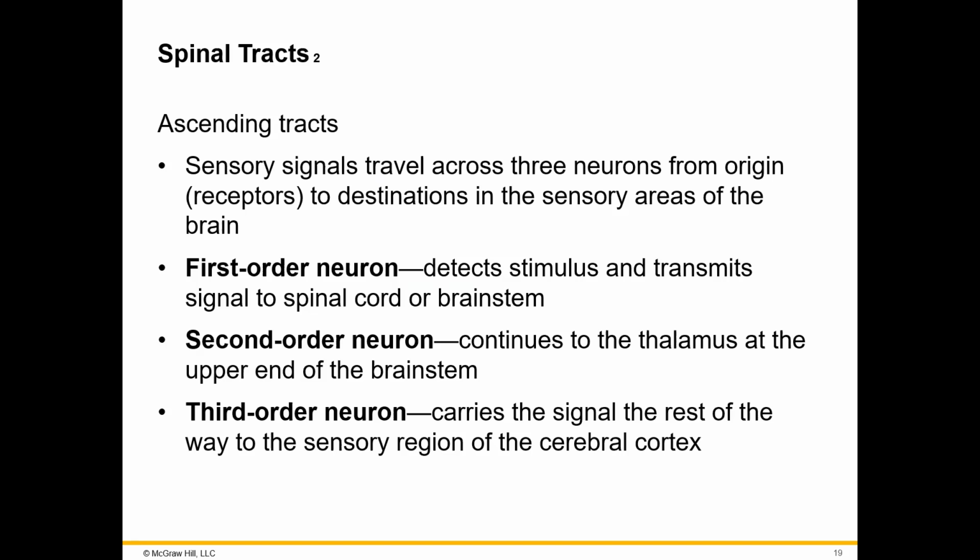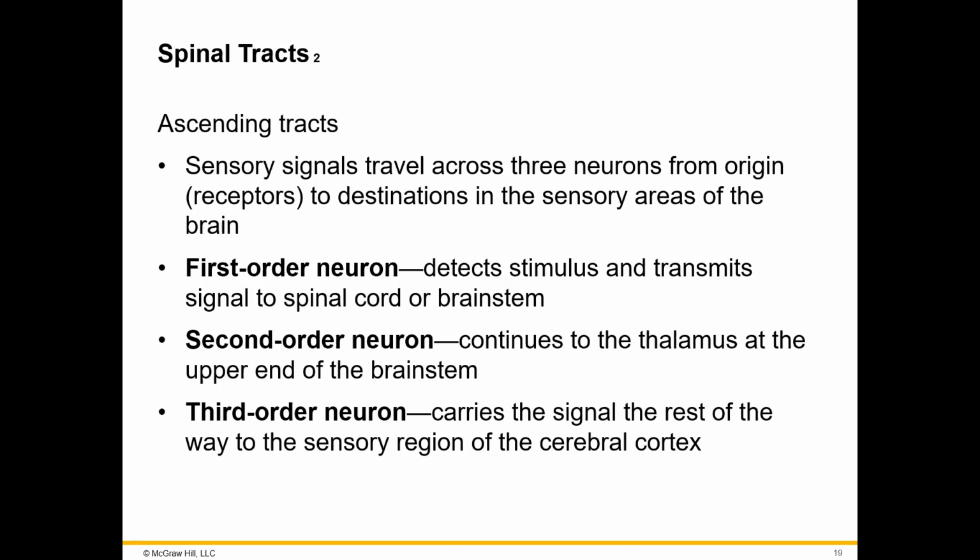So now we've learned that the ascending tracts carry sensory information up to the spinal cord, not up to the brain. These are ascending tracts of the spinal cord. The spinal cord is a brain. It is a computer. It just does not look like the brain. So the sensory signals travel across three neurons from the origin, the receptors, to the destinations in the sensory areas of the brain. There are first order neurons, second order neurons, and third order neurons.